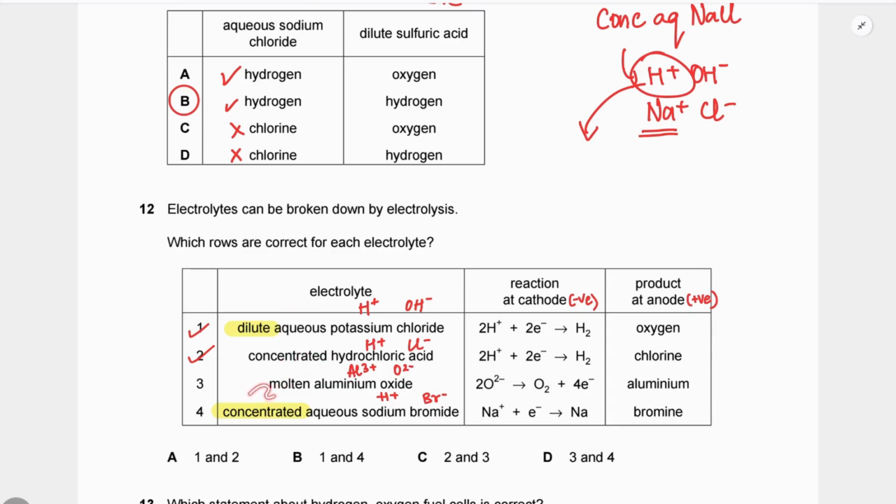Let's see for question number 3. Molten aluminum oxide will get discharged at cathode, but over here oxygen is given, so incorrect. Over here, concentrated aqueous sodium bromide. Concentrated is given, so we will focus more on bromide. But over here, sodium will not get discharged because it's highly reactive in the series. So this will not come. So the correct answer is 1 and 2, which is option A.